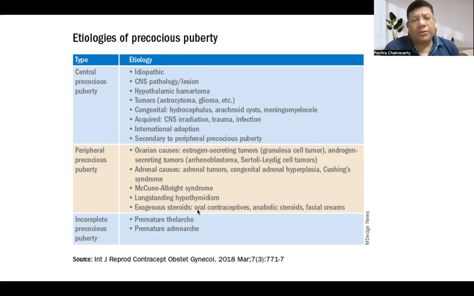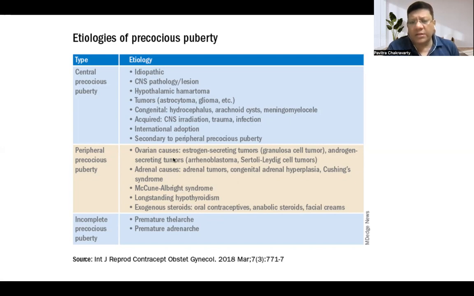And I forgot to mention, because you have to take a history, suppose you get a case in the long case, in the clinicals: exogenous steroids, oral, I forgot to mention that. Obviously, OCP, anabolic steroids, and facial creams are important. The most important, which you always remember, is adrenal causes. Adrenal tumors, very, very common. Comparatively, congenital adrenal hyperplasia, Cushing. These are absolutely vital, as you know that.